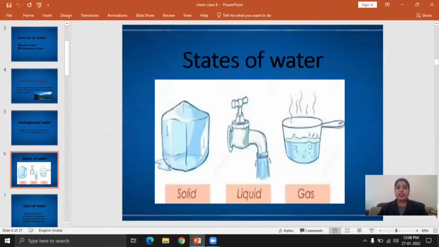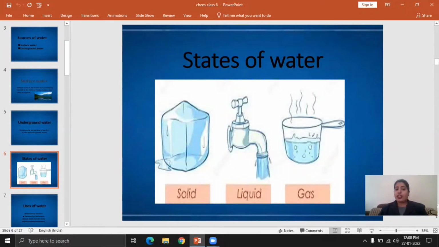The next one is states of water. Water exists in all the three states: solid, liquid, and gaseous. In solid, it exists in the form of ice. In liquid, it exists in the form of water, and in gas, it exists in the form of water vapor or steam. So solid in the form of ice, liquid in the form of water, and gaseous in the form of steam.